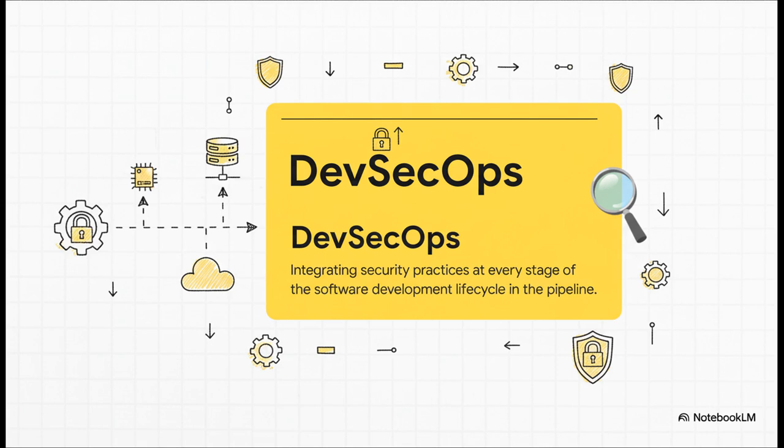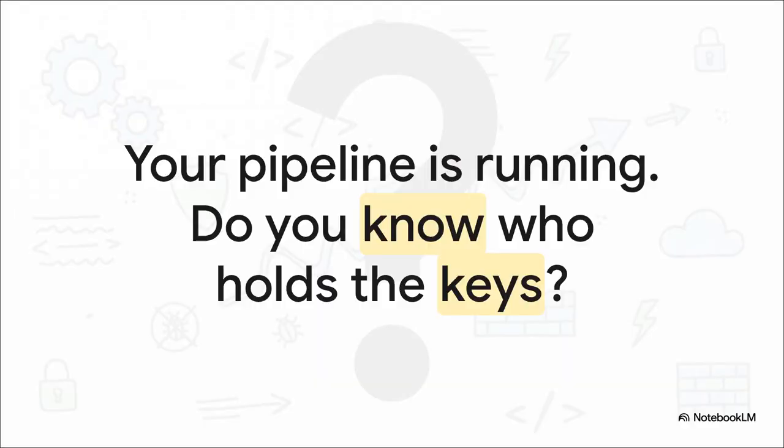And really, all of this we've been talking about, it rolls up into one big philosophy, DevSecOps. It's not about bolting on security at the very end. It's about weaving security into every single step of your automated pipeline, right from the very first line of code. It's about making security everyone's job. And that brings us to one last, really important question. Right now, as you're watching this, your digital factory is running. It's building code, it's deploying it. So take a second and really ask yourself, do you actually know who holds the keys?